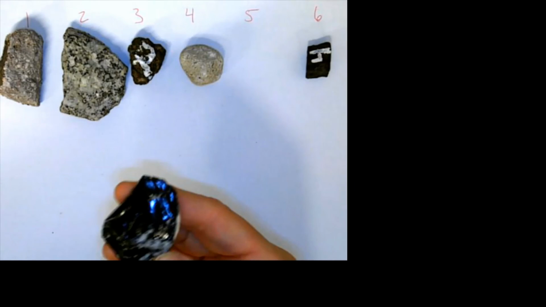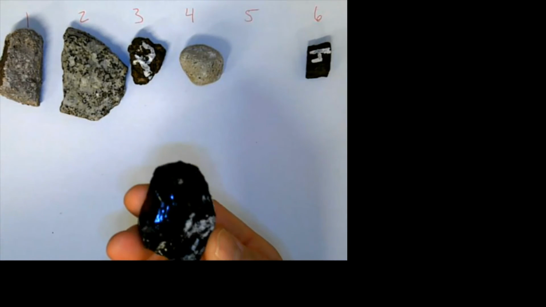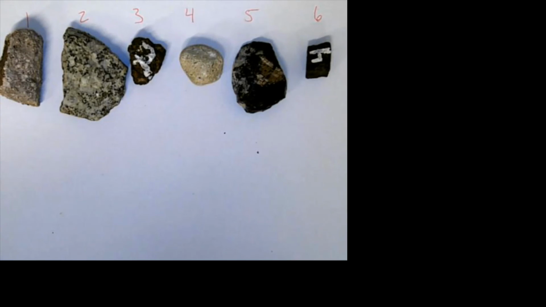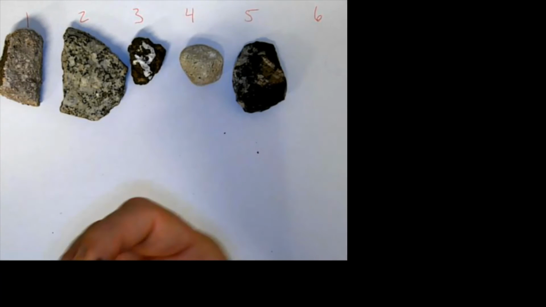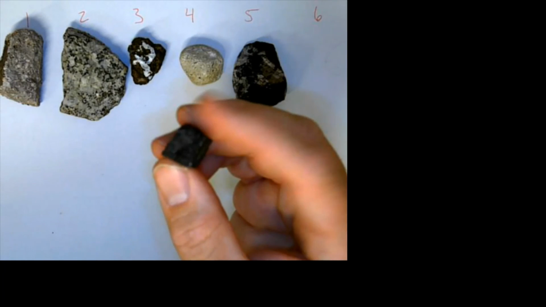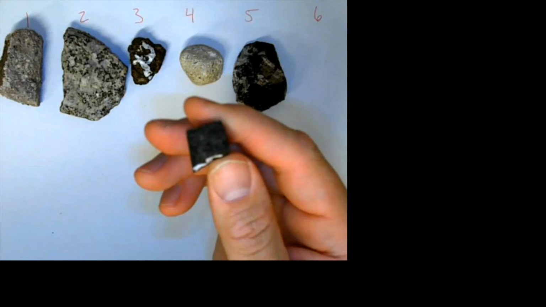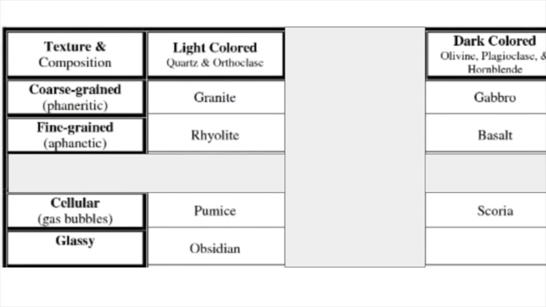Number 5. Oh, nice. So right away, when you take a look at number 5, you can see that it's shiny. And hopefully, as soon as you see shiny or think shiny, you go, ooh, that's obsidian. That is volcanic glass. And the last one here is dark colored, very, very small crystals. So this is mafic and dark. And if we have mafic and small crystals, that is basalt.